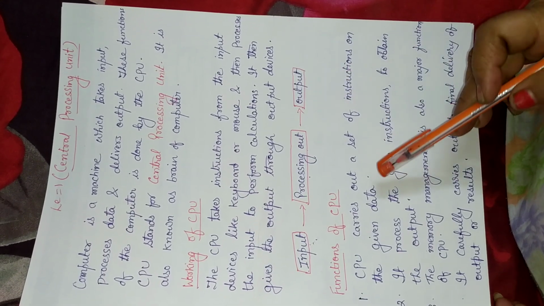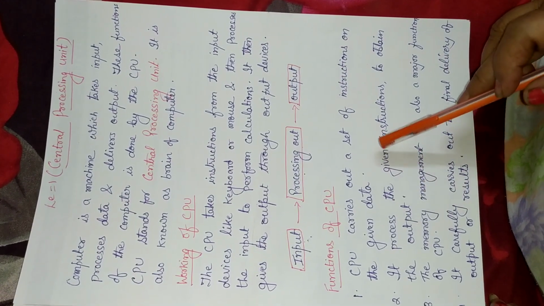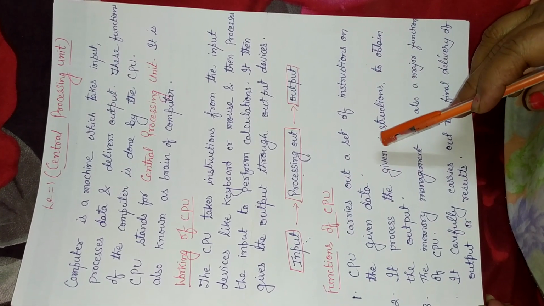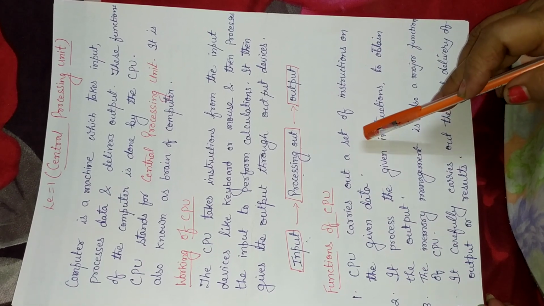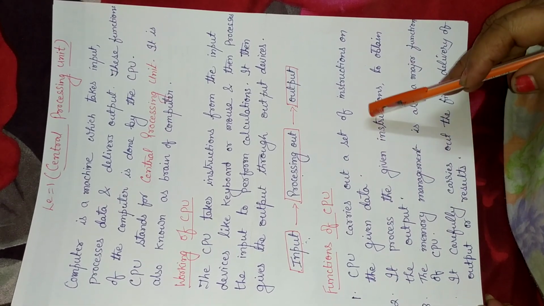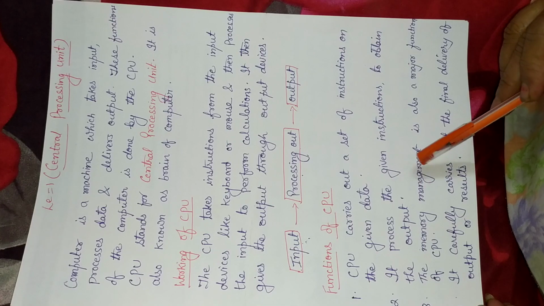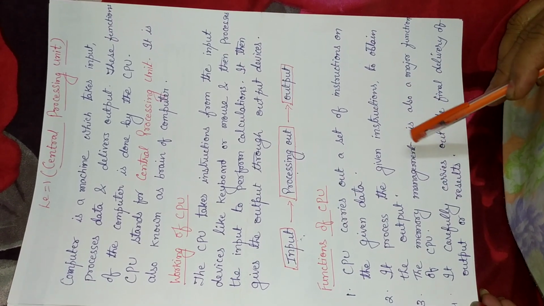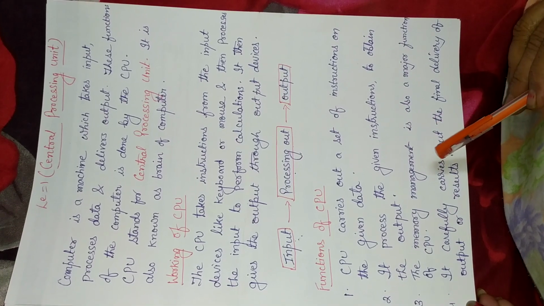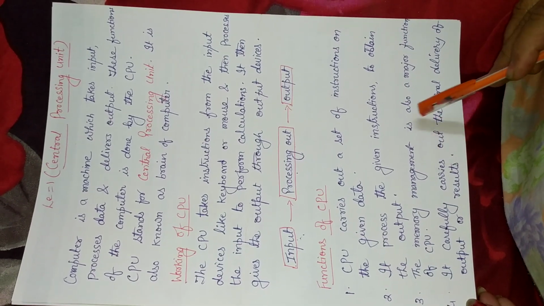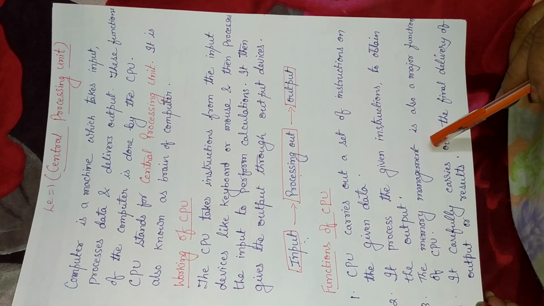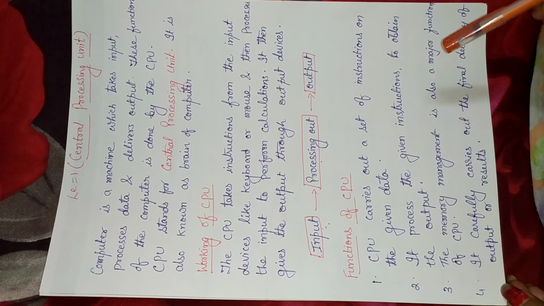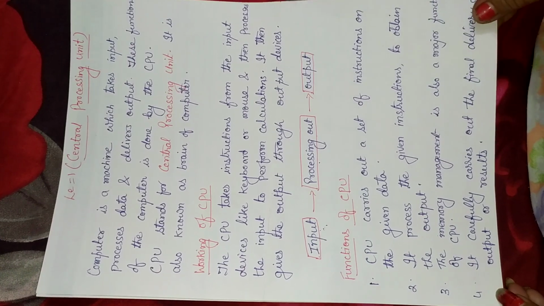What are the main functions of CPU? CPU carries out a set of instructions on the given data. Whatever instruction we give to the computer, CPU carries out those instructions. It processes the instructions to obtain output, and after obtaining the output it stores or manages the memory. It stores the data into its memory unit, which is the major function of CPU, and it carefully carries out the final delivery or output.